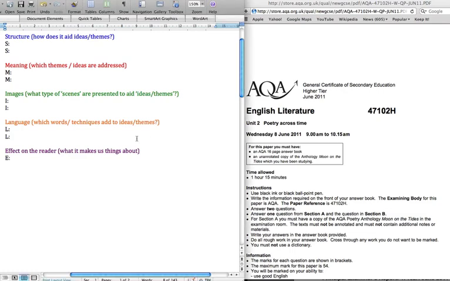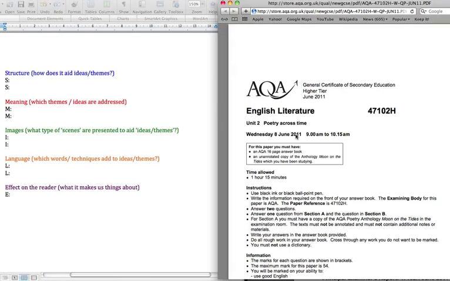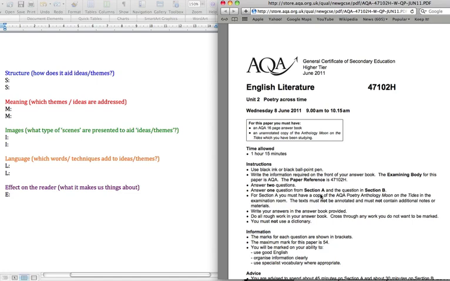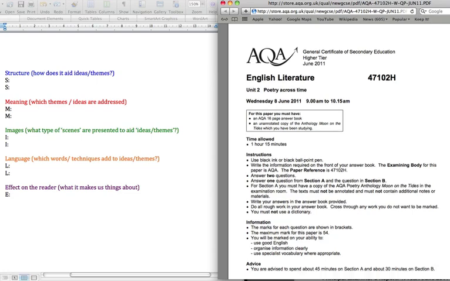Hello, moving on then to Unit 2 in the English Literature section of the AQA series of papers. We come to poetry across time. Now, the key things about this exam is that it's an hour and 15 minutes long and split into two sections. Section A requires you to compare two poems. Section B requires you to look at a poem for the first time and analyze it.